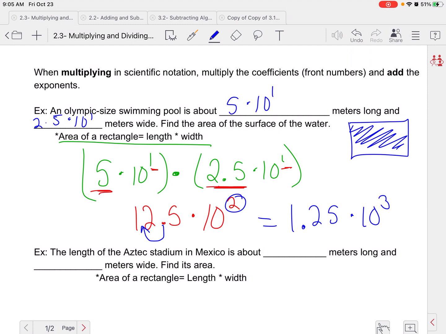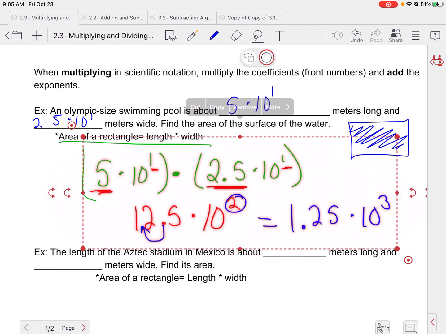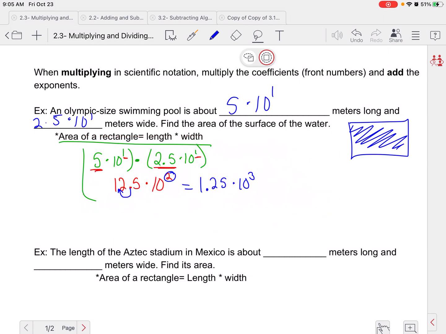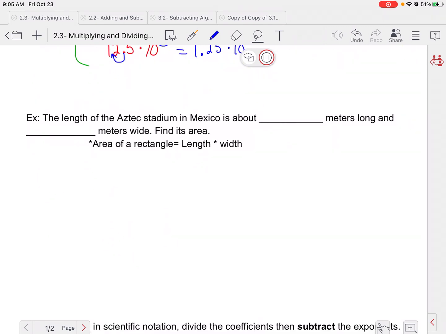Go ahead and pause this video anytime if you need to. I'm going to shrink this down so it's not in my way. Why don't you try this one once I write down your numbers. The length of an Aztec stadium in Mexico is about 1.05 times 10 to the 2 meters long, and it is about 6.8 times 10 to the 1 meters wide. Find its area. Again, we have length times width, so go ahead and try that.